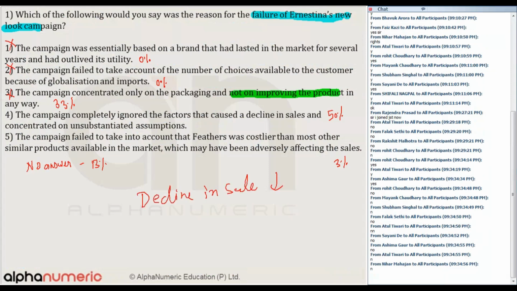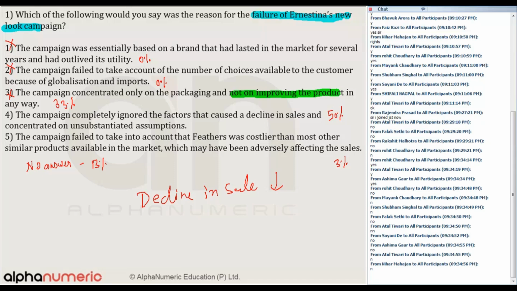Even after the new campaign, the sales has not improved. So whether the cost was important or not, we can't say anything. The campaign completely ignored the factors that caused the decline in the sales. So first of all, we need to identify if there is a decline in the sales, if it is happening for the last 2 years, okay, the sales has decreased.